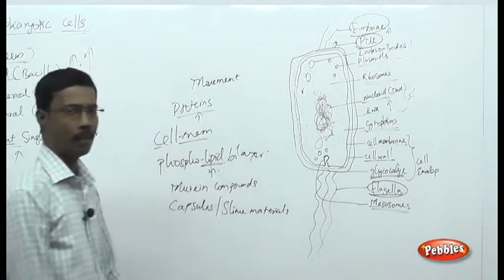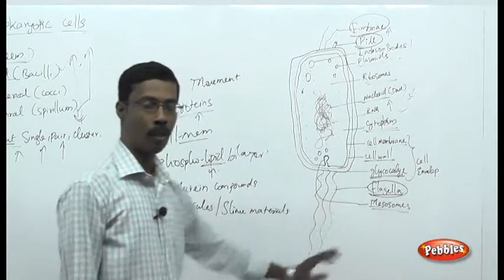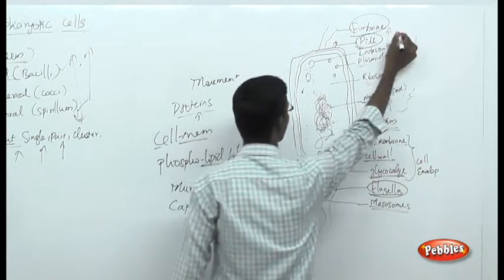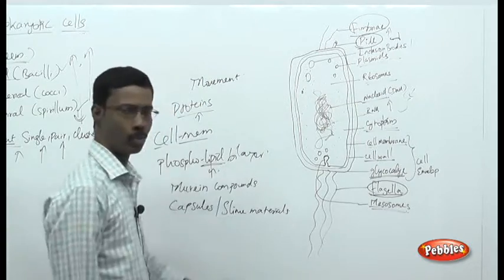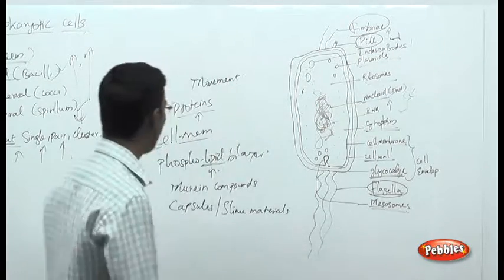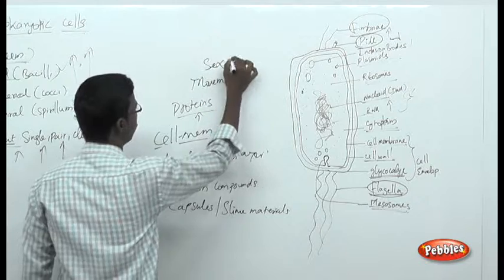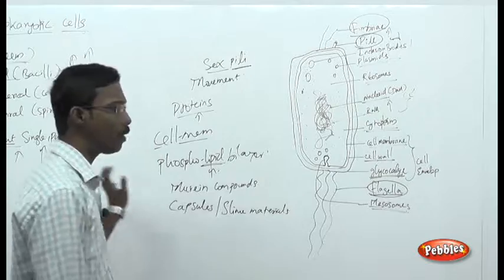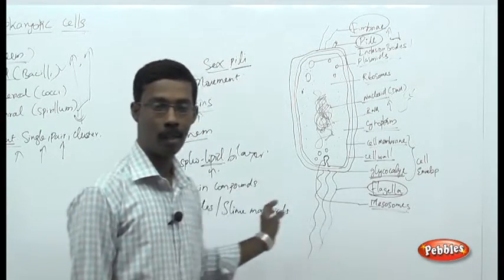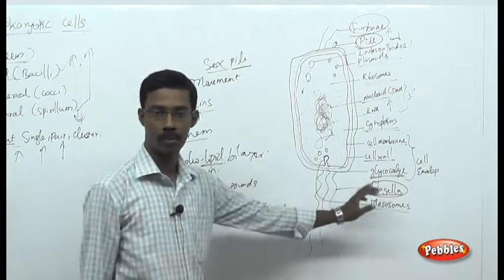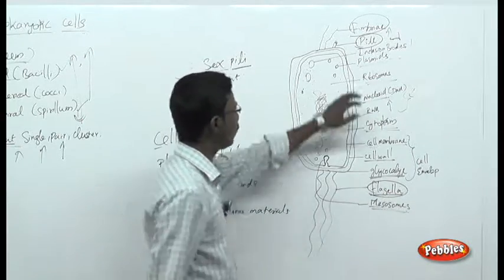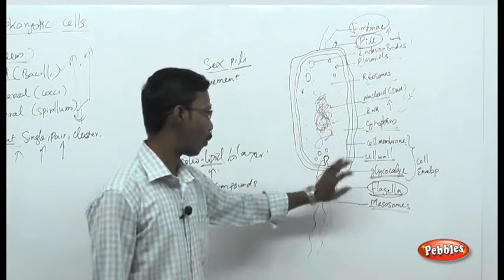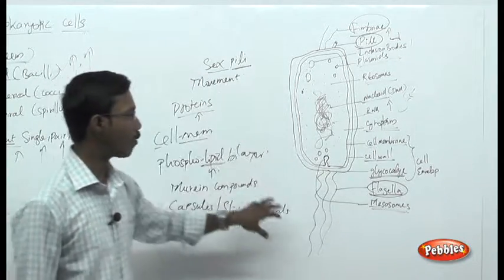And pili is a sex apparatus for the bacteria. Only the conjugating bacteria will have the structure called pili. Pili is actually a form of fimbriae, and we can call it sex pili. That means they participate in the sexual exchange of genetic material between bacteria by means of the process called conjugation. Okay, so these are the three external appendages present in prokaryotic cells. This is what we are going to see today.